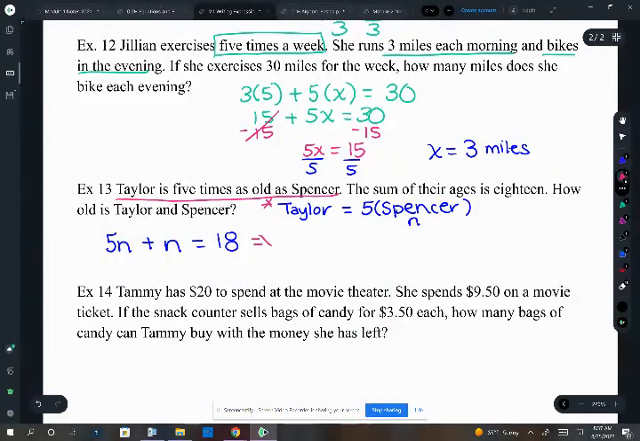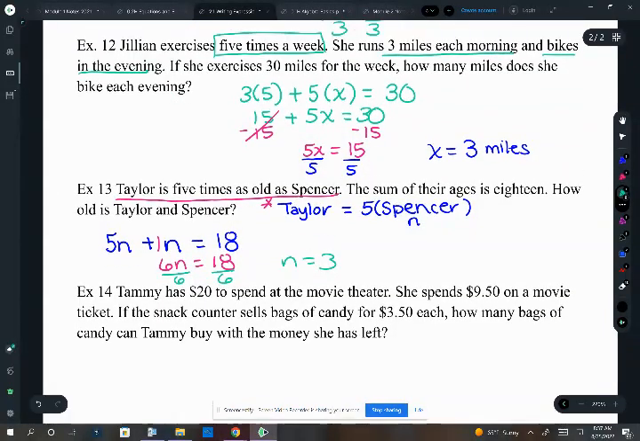So I guess I could just write it underneath. So 5N plus 1N is going to give us 6N. And then in order to solve it, we need to divide by 6. So we get N is equal to 3.